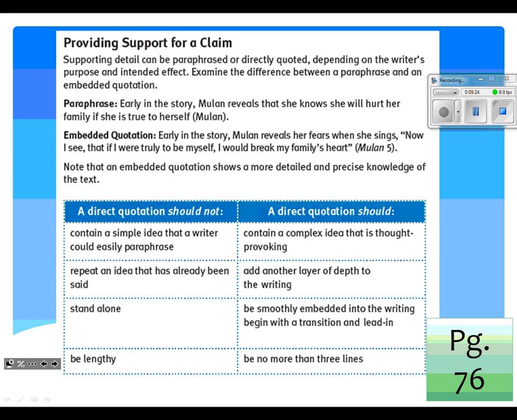We're going to go ahead and start reading just the very top, "Providing Support for a Claim." So, Paris, could you read that chunk of text right below that subheading? Supporting details can be paraphrased or directly quoted, depending on the writer's purpose and intended effect. Examine the difference between the paraphrase and the embedded quotation. Okay, so we've got an example of paraphrasing, and then we've got an example of embedded quotation. So now go ahead and just highlight the example of the embedded quotation, just make it stand out.